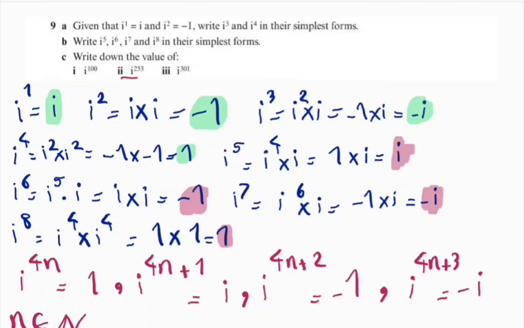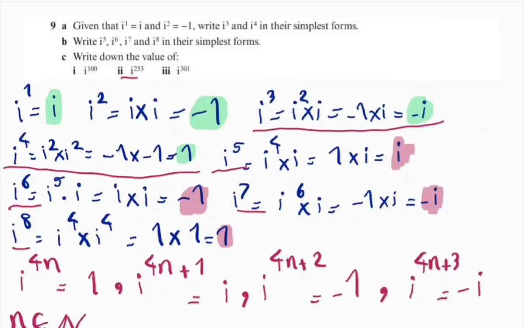Right, so now let's start question 9. We have basically answered some of the questions. Part A is about, given that i to the 1 is i and i squared is minus 1, writing i cubed and i to the 4 in their simplest form. So I've already done that. This is i cubed in its simplest form, and this is i to the power of 4 in its simplest form. So that's part A. And part B is very similar to part A, and we have done that as well. Write i to the power of 5, 6, 7, and 8 in their simplest forms. So we have each of them here.